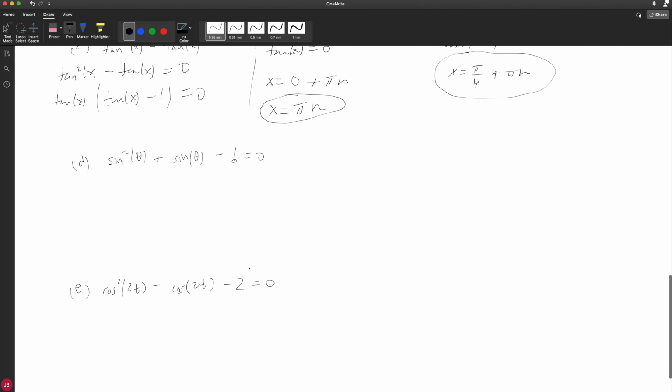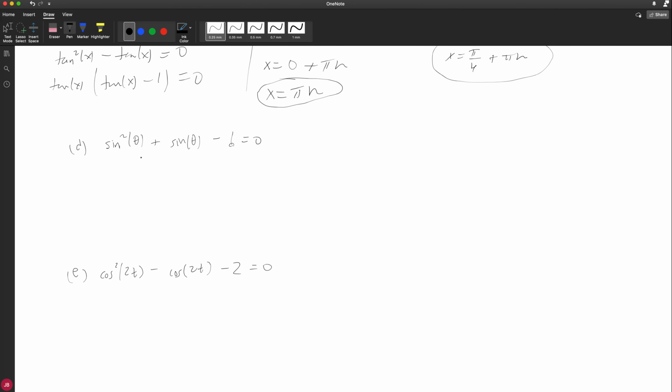So try this one. Notice it's quadratic in sine. We should be able to factor this as sine theta plus 3, sine theta minus 2. This one says that sine theta plus 3 has to equal 0. This one says sine theta minus 2 has to equal 0. So we get 2 equations. One is that sine theta equals -3, and the other one, sine theta equals 2.